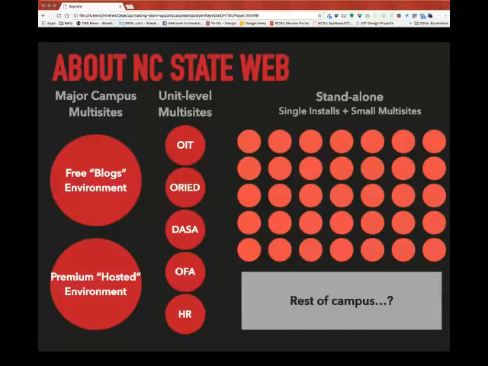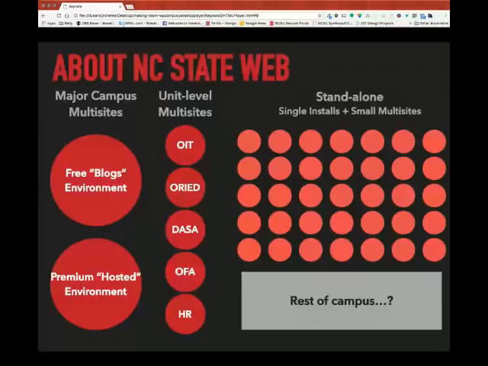And then we have clients from all over campus. We are in the Office of Information Technology, but we work with a bunch of other units. You can see the alphabet soup of acronyms there: the Office of Research, Innovation, and Economic Development, Division of Academic and Student Affairs, Office of Finance and Administration, and HR. And then there's a bunch of other multi-sites that we help to support.